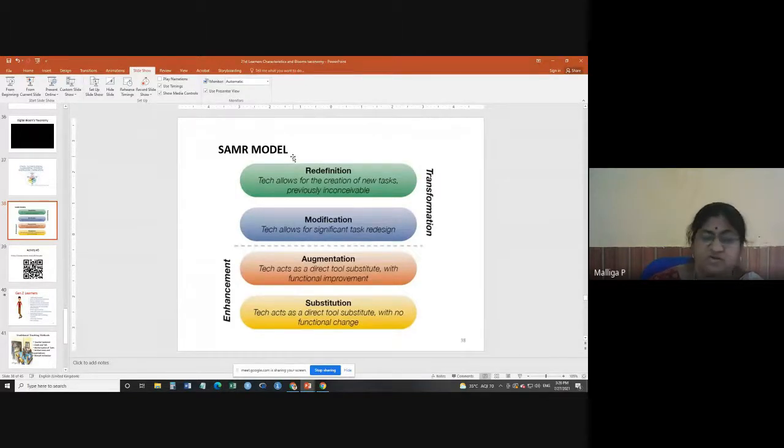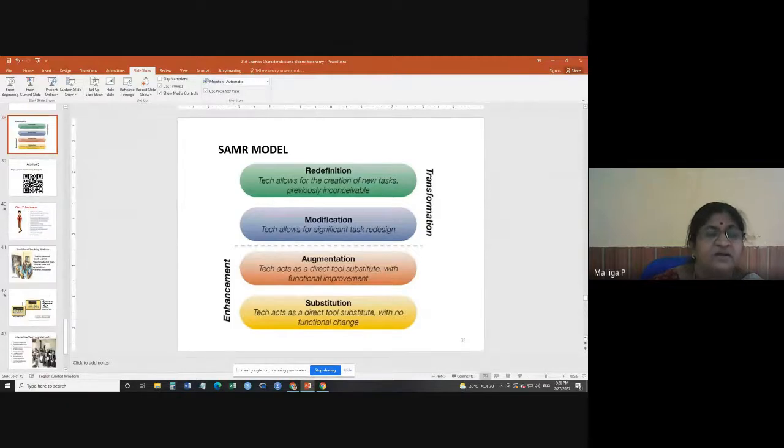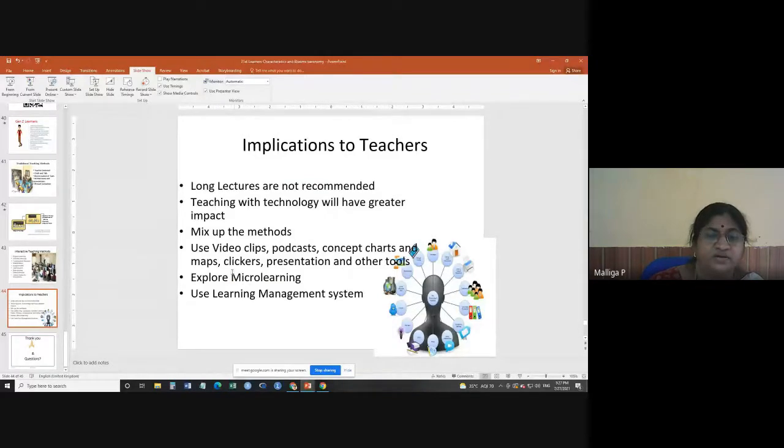So we saw what is the SAMR model, then Bloom's digital taxonomy. Then we saw the present, that is the learner characteristics, particularly the Generation Z learners, and what is the role of the teacher, and what are the implications for the teacher. That is more important. Okay, so that is the one. And so you are going to learn.